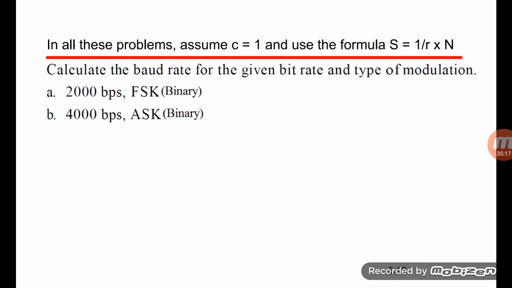R is 1. See, C is 1, R is 1. So S is equal to N. N is this, so S is this. The only difference is you write bps for the bit rate, and for S, you write baud. Right? Just like this. How did we assume R is 1 in this problem? Because it is binary. We are sending one bit in one signal line. We are sending one bit at a time. Okay?